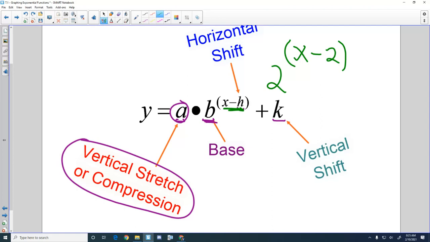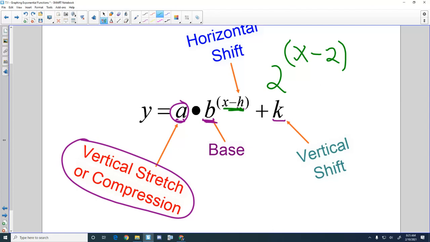Based on what you remember from throughout this whole year, does minus 2 mean it's going to go to the right or to the left? What do you think? Why do you think it's to the right, Frank? It's opposite. Hasn't it always been the opposite this entire year? Whatever's in parentheses, right? X minus 2 actually means it's going to go to the right 2, not to the left. You flip the sign just for what's in parentheses.